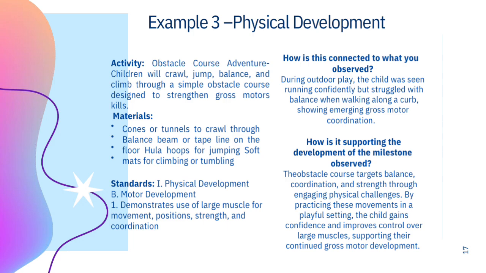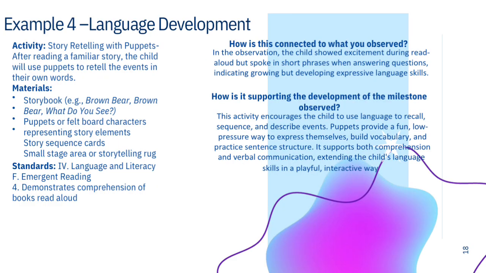By practicing these movements in a playful setting, the child gains confidence and improves control over large muscles, supporting their continued gross motor development. For example 4, we have language development. The activity will be story retelling with puppets.